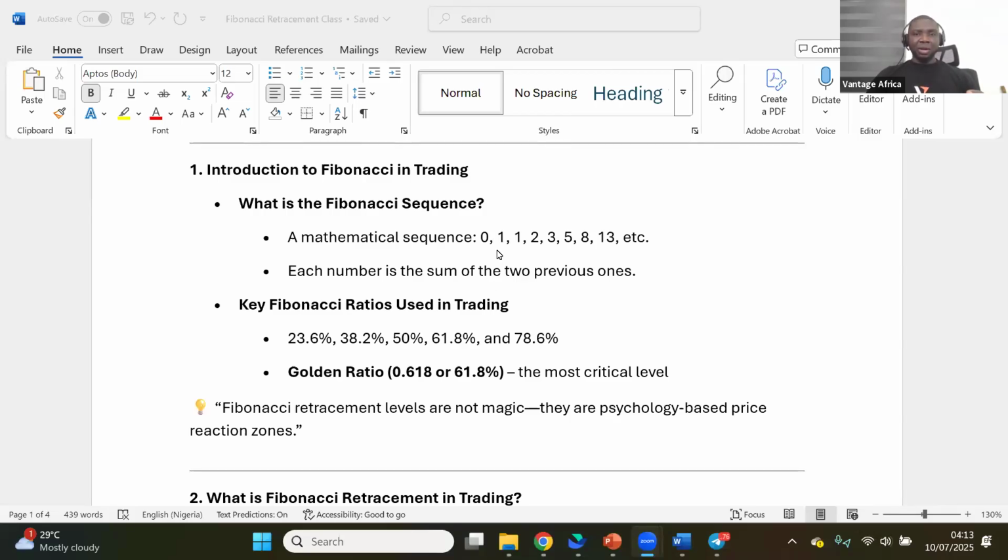So you see 1 and 0 gives you 1. 1 plus 1 gives you 2. 2 plus 1 gives you 3. 3 plus 2 gives you 5. 5 plus 3 gives you 8. 8 plus 5 gives you 13. It continues like that, right? So that's how the numbers are arrived at.